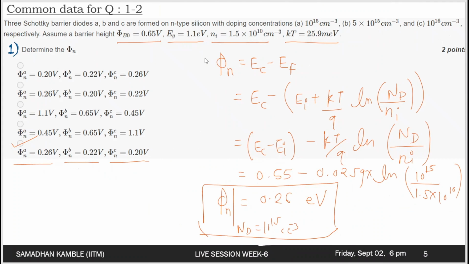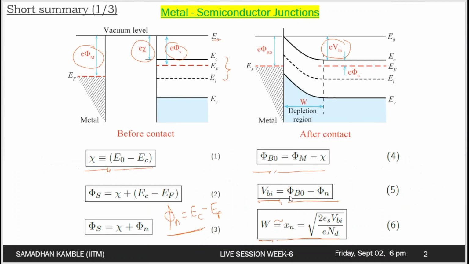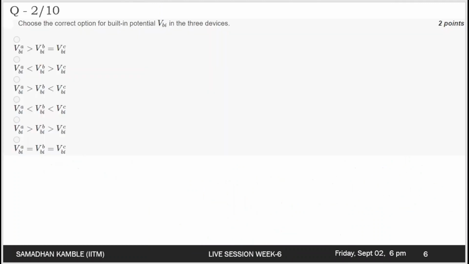Okay, so if you don't have any question, let us go to question 2, which is based on this common data again. Question 2 is as follows: choose the correct option for the built-in potential VBI in the three devices. Going to the recap slide, we know that our built-in potential is the difference of phi b naught and phi n. So VBI is nothing but phi b naught minus phi n.